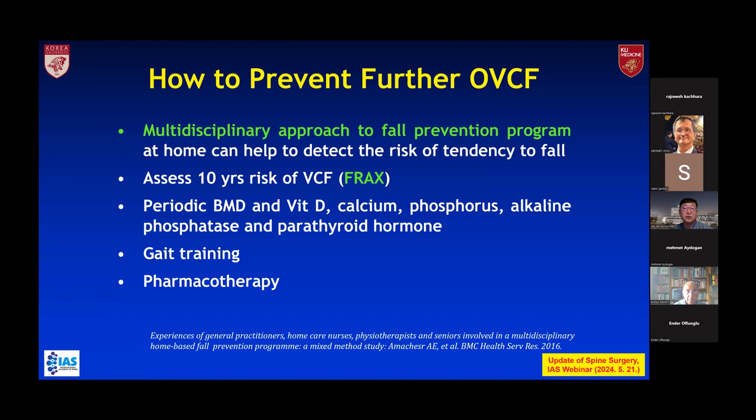How to prevent further osteoporotic compression fractures? Again, as I mentioned, a multidisciplinary approach is required to prevent falls. And using the FRAX protocol, we can assess the 10-year risk of vertebral body compression fractures, and the periodic check of bone mineral density and vitamin D and calcium intake is essential.